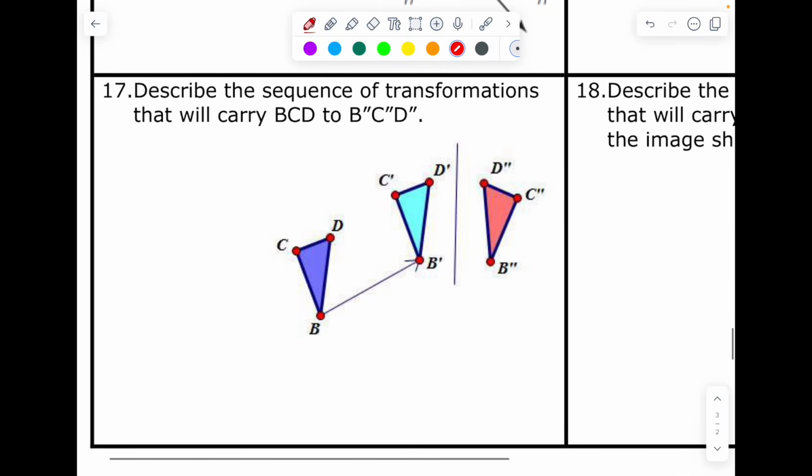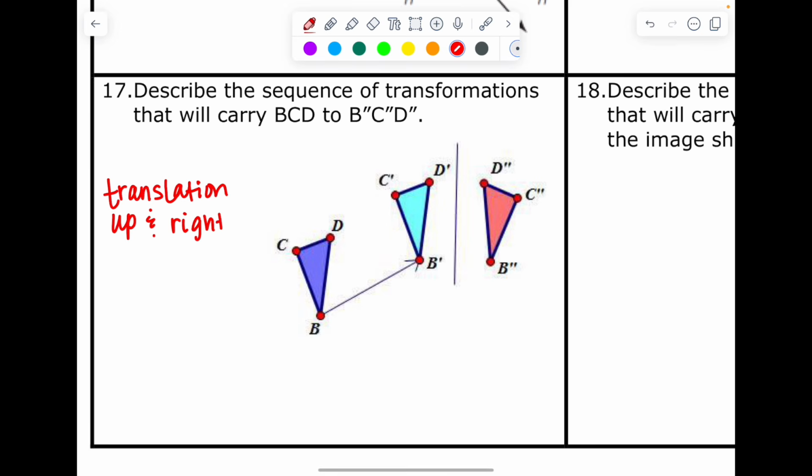Number 17, describe the sequence of transformations that will carry BCD to B double prime, C double prime, D double prime. So first, we see that from the first to the second is a translation. And that translation is going up and to the right. Since it's not on a grid, we can't really tell the distance, so I'm just going to say up and to the right. And then after that, there's a reflection across this vertical line.